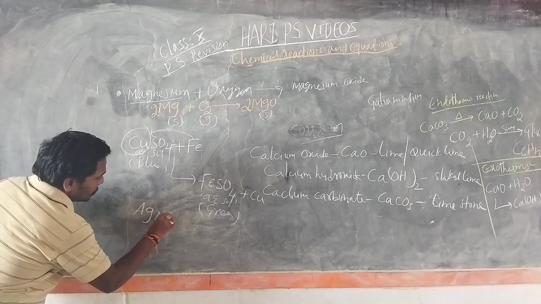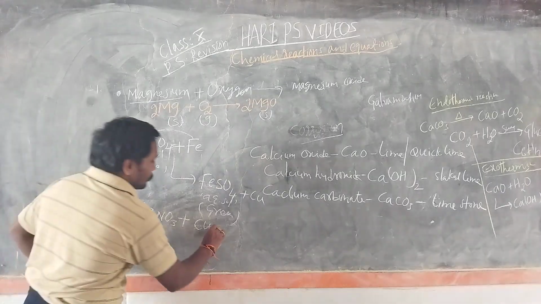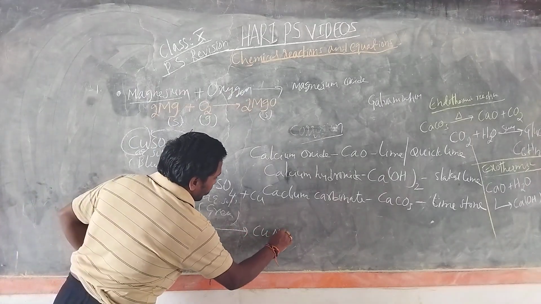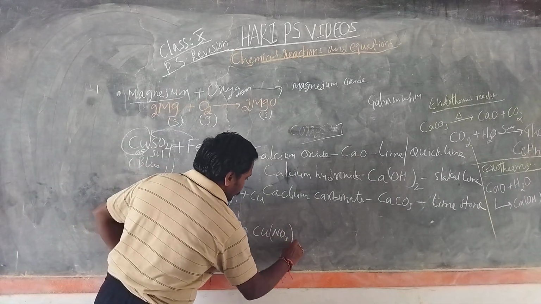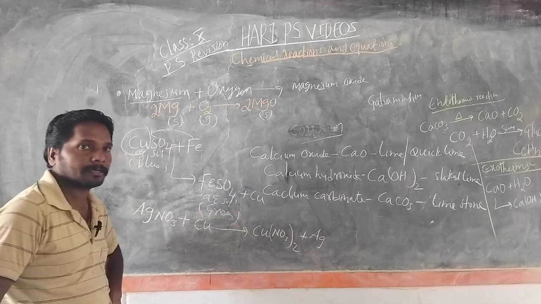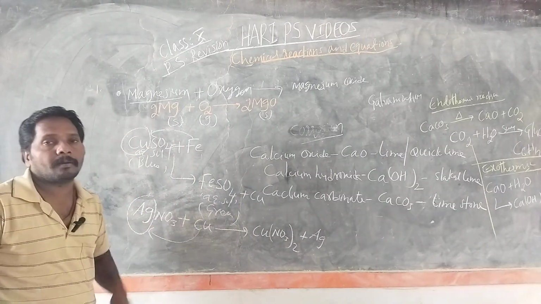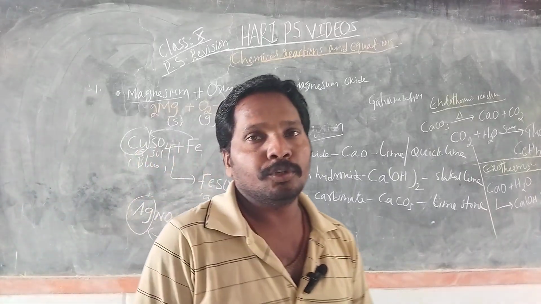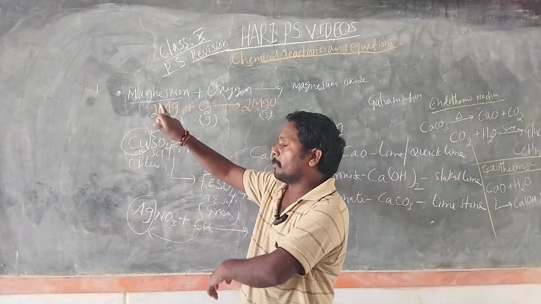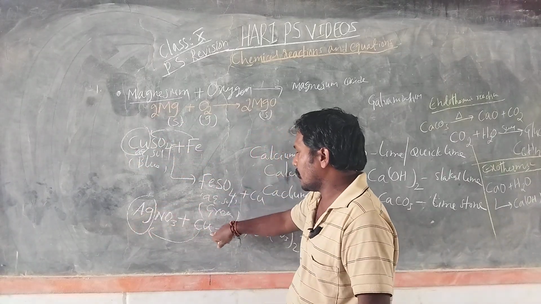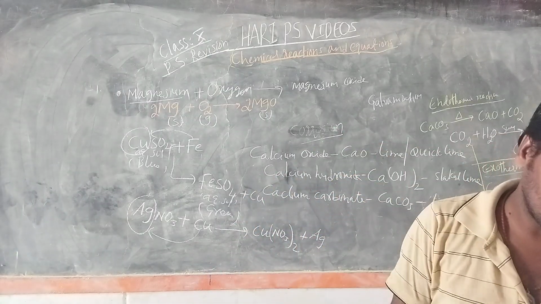AgNO3, silver nitrate plus copper gives copper nitrate plus silver. Silver is replaced by the copper. These two reactions are examples for displacement due to more reactivity. Iron is more reactive than copper, so copper is displaced. Silver is less reactive than copper, so copper displaces the silver. See, that's why we should not use it.